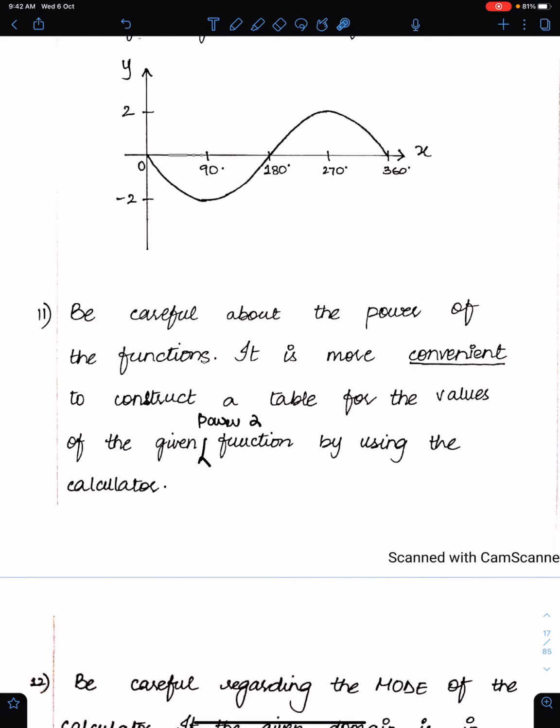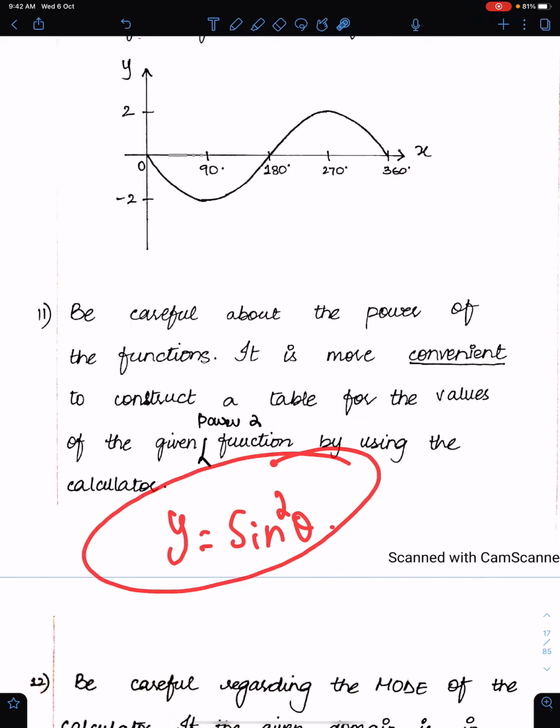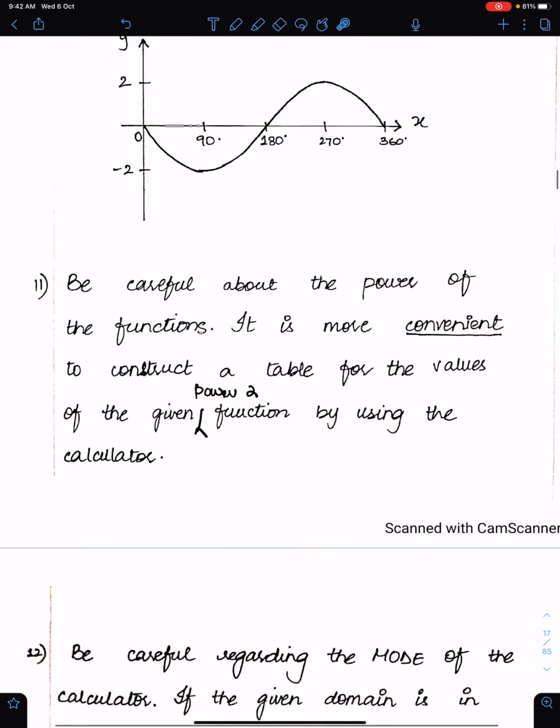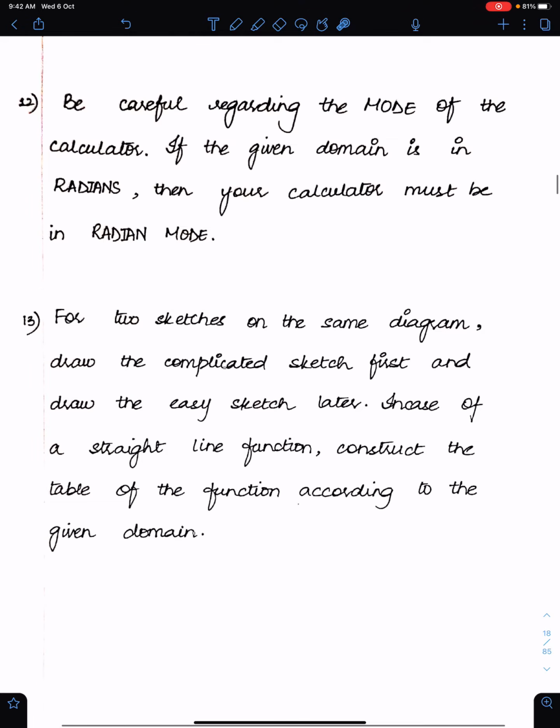Be careful about the power of the functions. It is more convenient to construct a table for the values of the given power 2 function by using the calculator. If you have to sketch this function, then you should use a table. Construct the table and then sketch the function. Be careful regarding the mode of the calculator. If the given domain is in radians, then your calculator must be in radian mode.